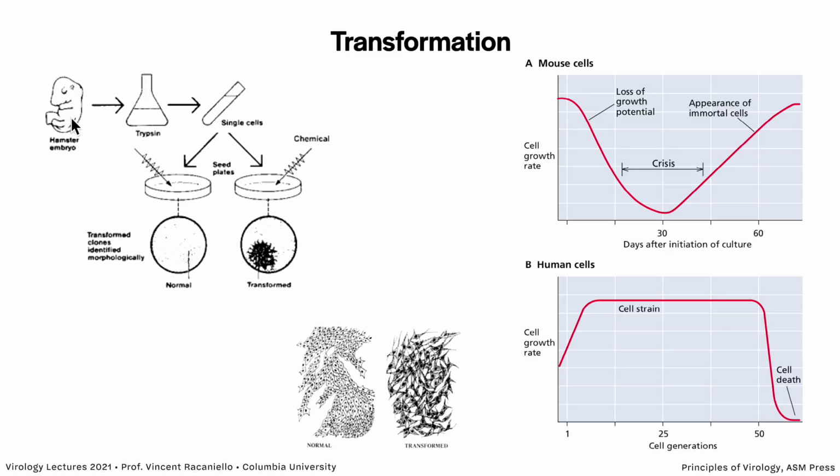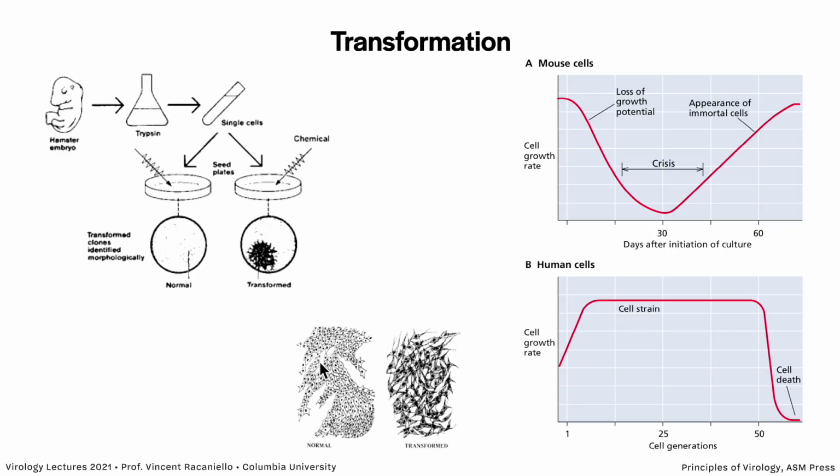Here we take a hamster embryo. We chop it up and digest it so that we have single cells. So we treat them with trypsin. You get single cells, and then you plate them onto plastic dishes and you grow the cells in culture. And on the left, we have a set of cells which we haven't treated in any way. And they grow and they form a monolayer.